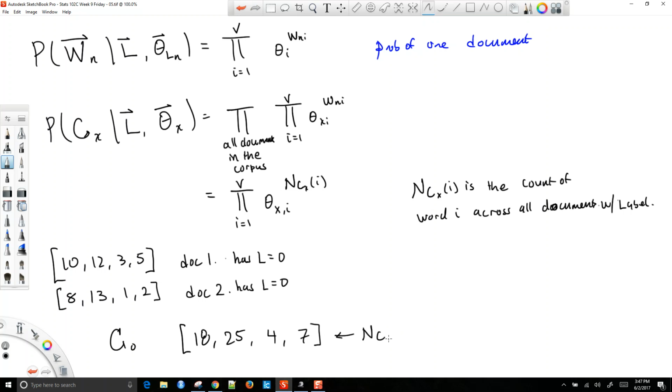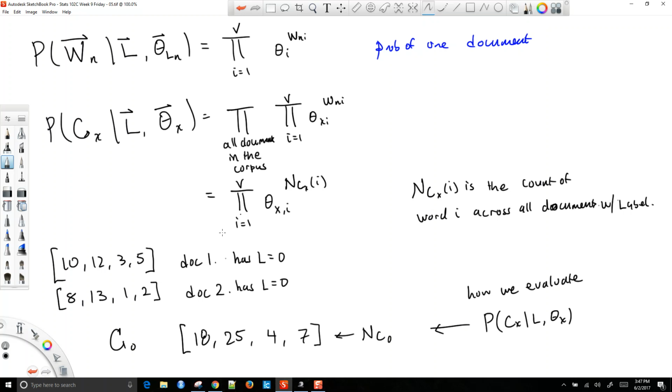Natural counts for label 0. That's what we have. Okay, does that kind of make sense? And so this is how we're going to evaluate this quantity. How we evaluate probability of C sub x given L theta sub x, right?